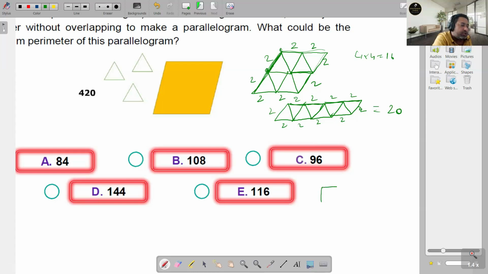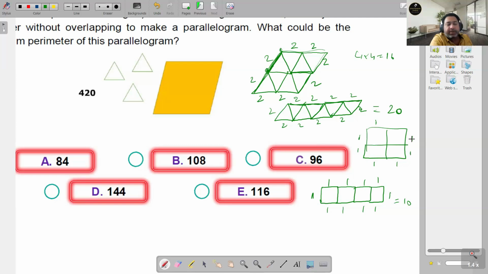So if you have squares also, if you have 4 squares, for example, and you join them like this, with unit length, that's length 1, you get a perimeter of 10. But if you join them like this, what happens? Your perimeter becomes 8. All right, because more sides go inside the figure, and therefore they reduce the perimeter.